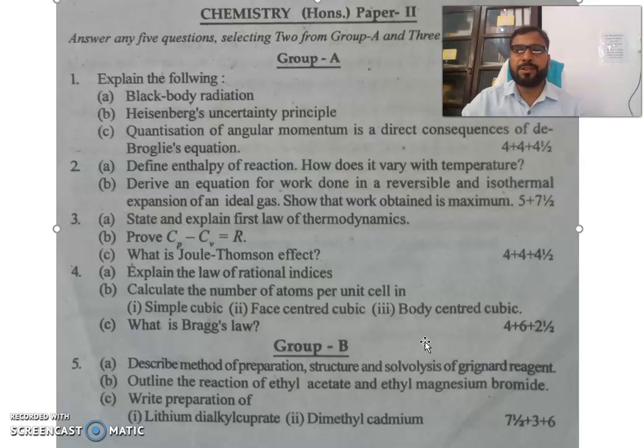First, we have to read the instructions. Answer any 5 questions, selecting 2 from group A and 3 from group B. So you can see here, this is group A and this one is group B. Group A contains 4 questions. Out of 4, you have to answer only 2. Either you select 1 and 2, 2 and 3, 3 and 1, 3 and 4, 4 and 2, any 2.